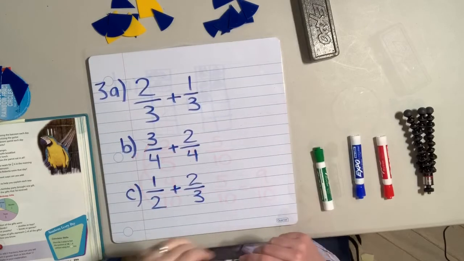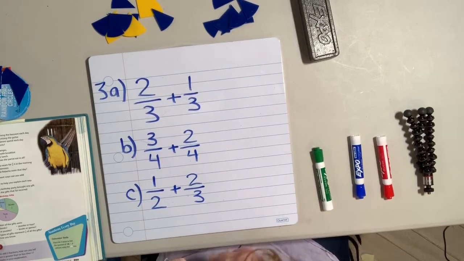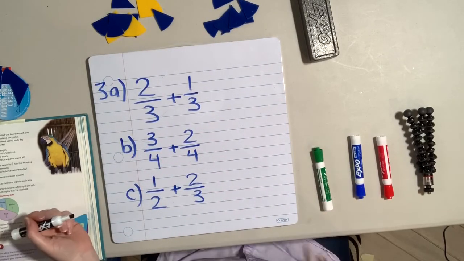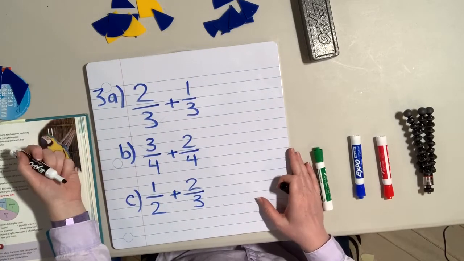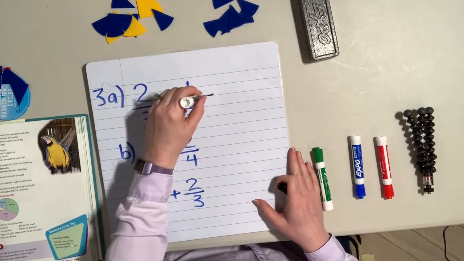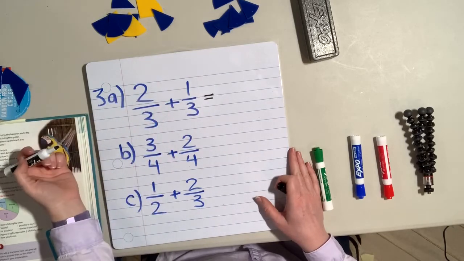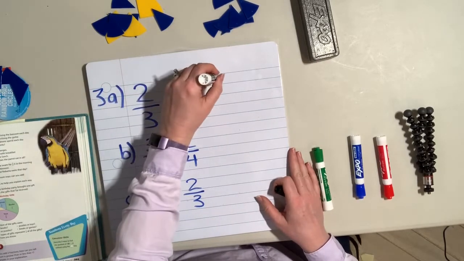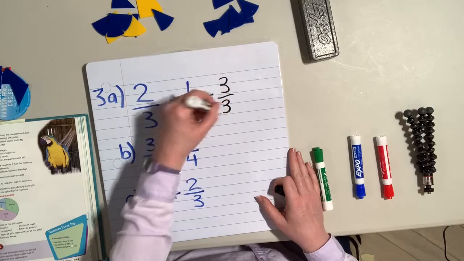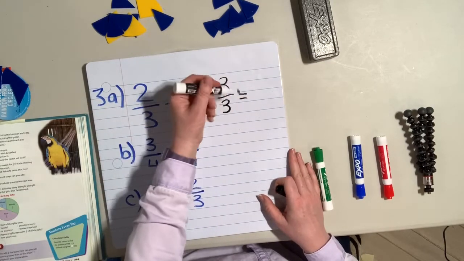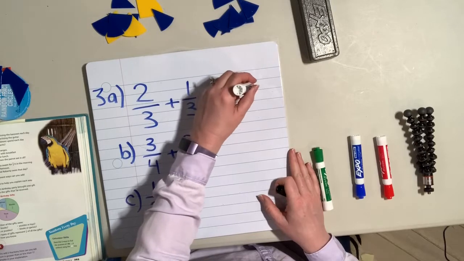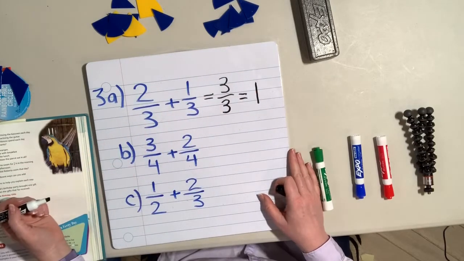Let's look at question 3 on page 302. 3a is pretty straightforward. It says 2/3 plus 1/3. Remember, we don't add the denominators, we just add the numerators. So 2 plus 1 is 3. And when we have 3/3, we have 1 whole. So we don't leave it like that. We convert it to a whole number and we'll just call it 1.